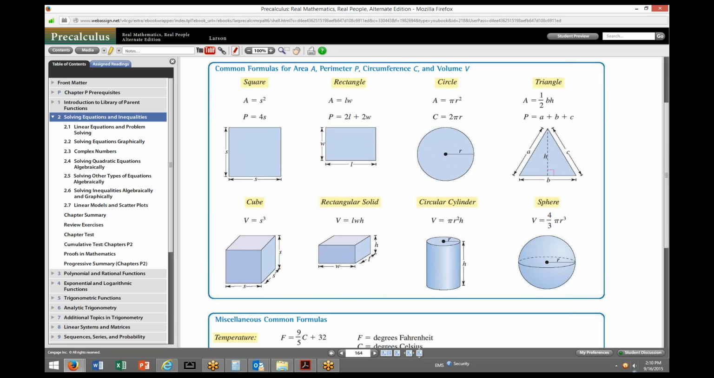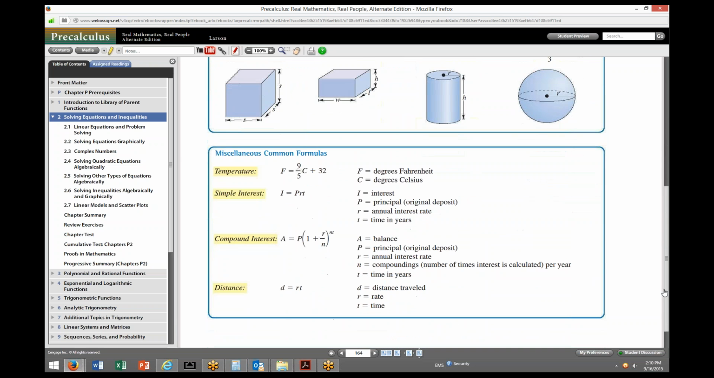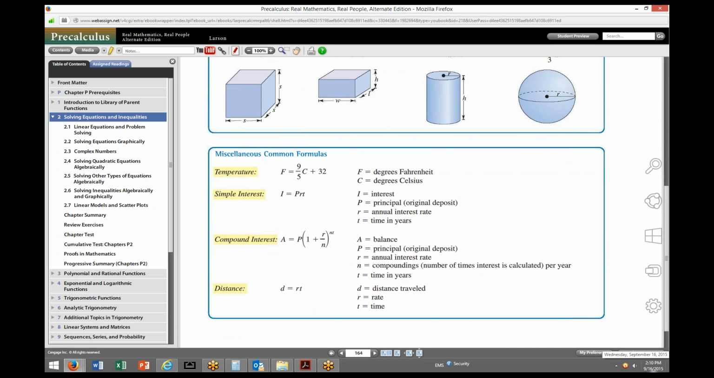I'm not going to go over all these with you right now, but the text gives you all these on page 164. You'll also find some of this kind of stuff on the inside covers of your textbook. But here it is on page 164. These are some common formulas right here. And down below this are other formulas that you may need on some of the homework problems in this section or in this chapter.